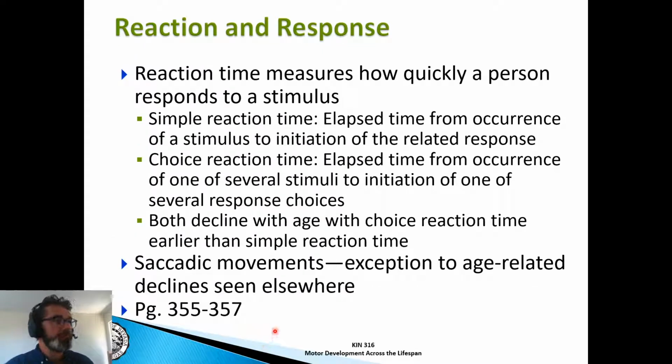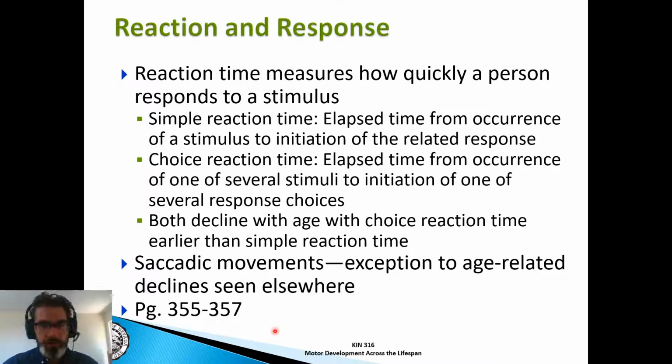So reaction and response. Reaction time measures how quickly a person responds to a stimulus. So you see a button flash and then you hit another button, or you see a light flash and then you hit a button. How long does it take you to see the flash and then hit the button? With training, you can decrease your reaction time. So if you were hitting the button at 200 or 250 milliseconds, with enough training, you can reduce your reaction time to something like 150 milliseconds.